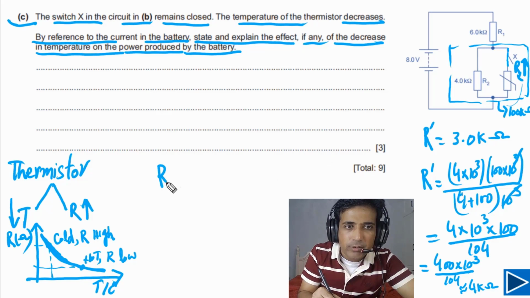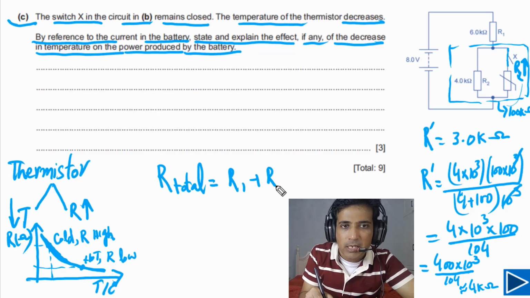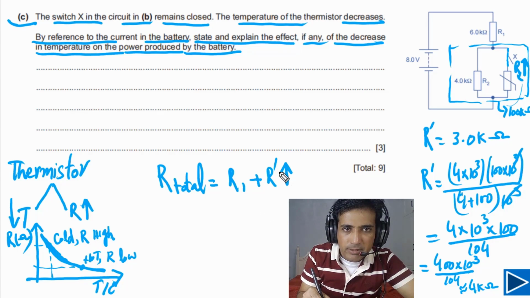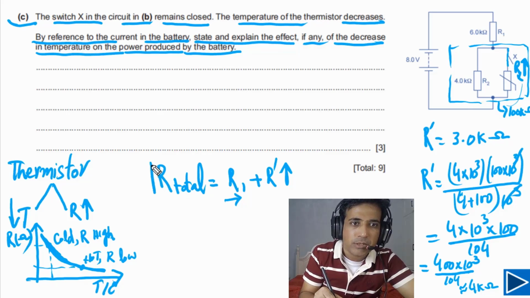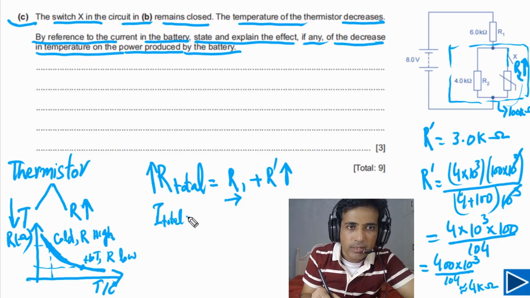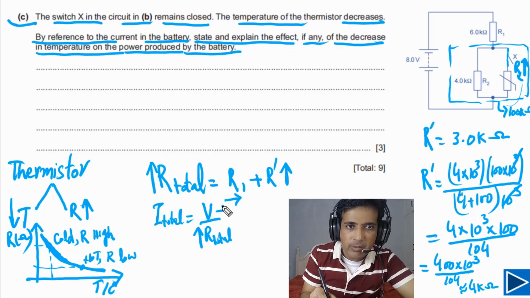Now let's try to understand the effect on R total, meaning the total resistance of the circuit. The total resistance of the circuit is R1 plus R prime. So if R prime increases, and this remains constant, it means R total increases. If R total increases, we can calculate the total current in the battery. I total is equal to V over R total. If R total increases, the EMF of the power supply remains constant, so I total, the current in the battery, will decrease.